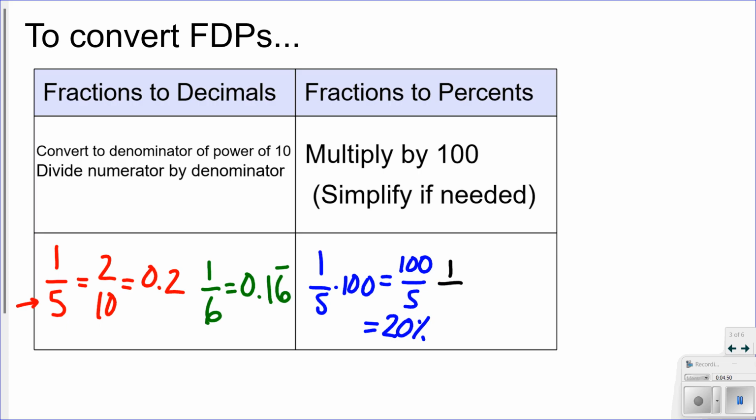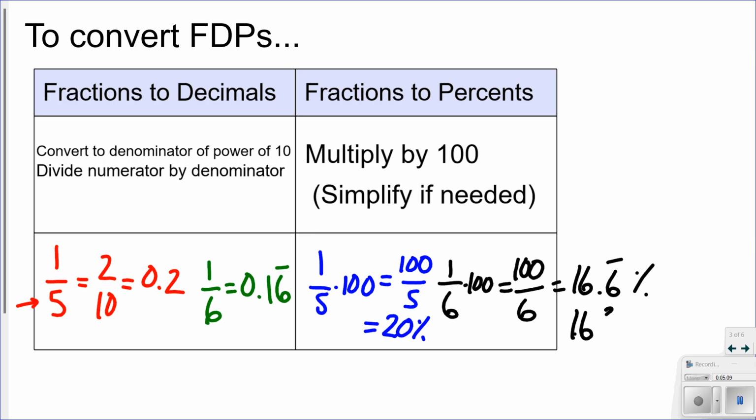And if I have 1/6, you multiply that by 100, that is 100/6. And you're allowed to use your calculator at this point. That is 16 with the 6 repeating off into infinity. Also, that is 16 2/3%.